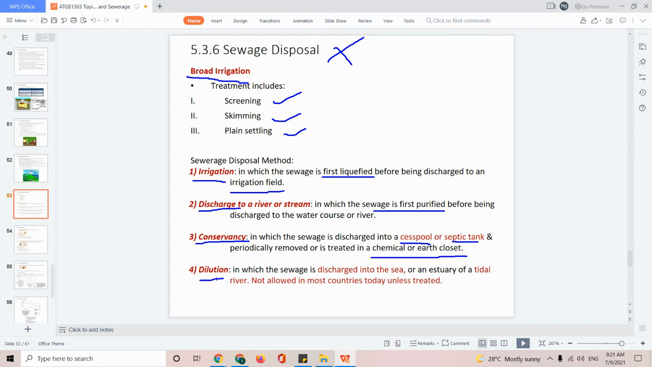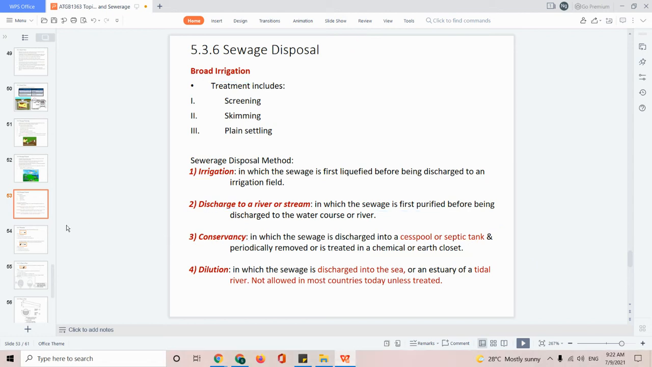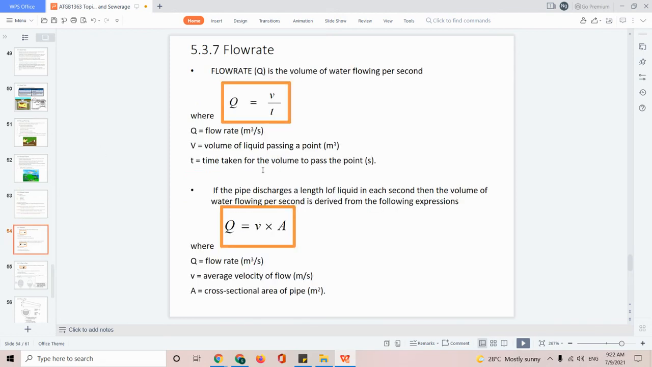And then finally is dilution. So we don't do this or this. This one also we don't have in Malaysia. Dilution is not allowed anymore, because it causes a lot of problems. So that is just a general idea of how sewerage can be disposed of.